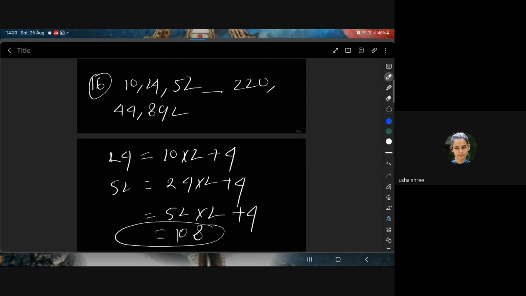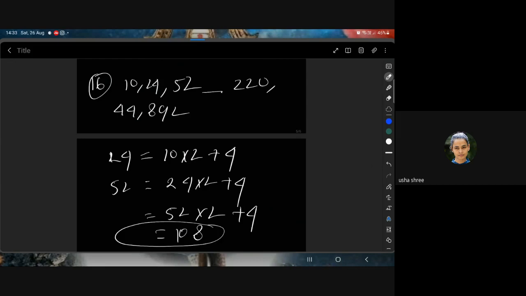Series of cubes. Then 6 cube. 6 cube is 6 sixes are 36, 36 into 6. 1, then 2, then 3 cube, then 4 cube, 5 cube. The next will be 6 cube. 6 cube is 216.